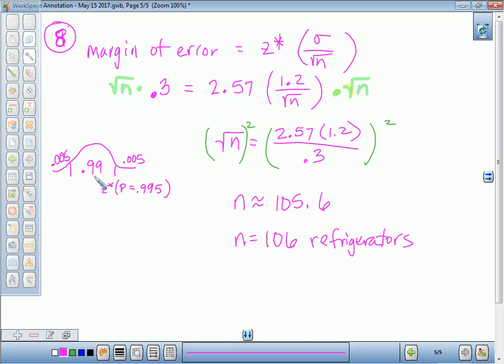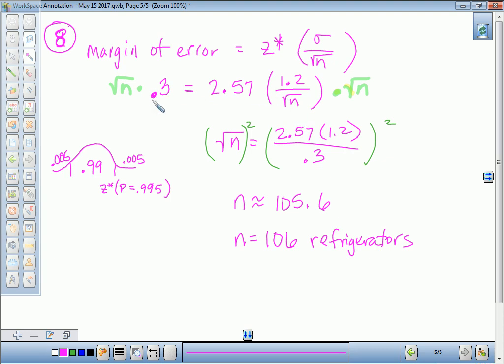It's a 99% confidence interval, so this would be 0.995. And the z-score that correlates to 0.995. Now, if you pull your chart out and look for 0.995, it looks like we could have even added a 5 right here and been good. I didn't, but you could. Standard deviation is given, and N is what we're trying to solve for.